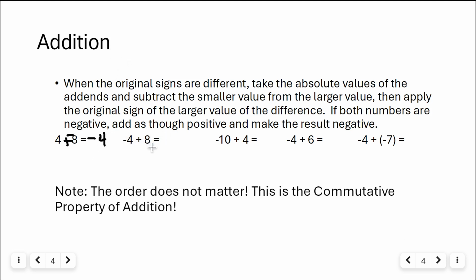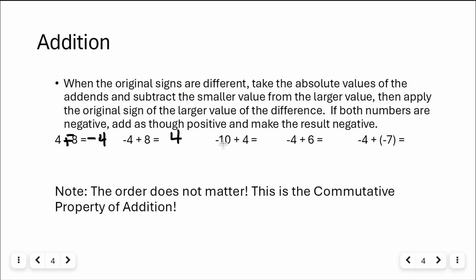-4 plus 8. Same idea. The signs are different. Subtract the 2 numbers. 8 minus 4 is 4. Take the sign of the higher number. The higher number is the 8, and it's a positive. So my answer is +4.